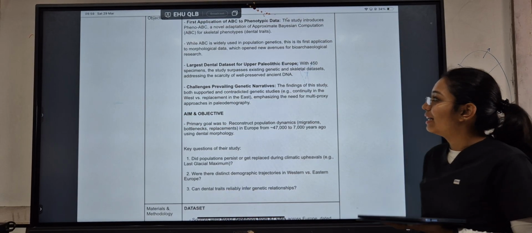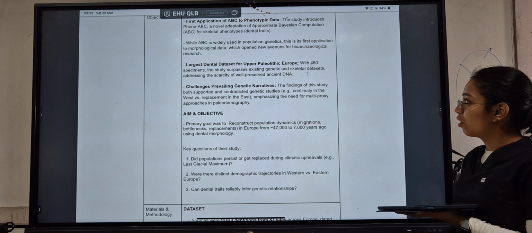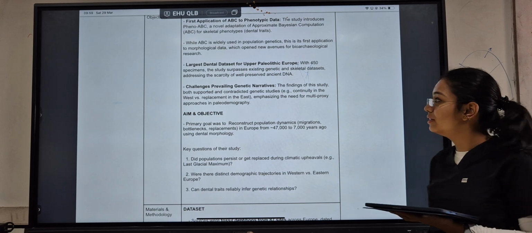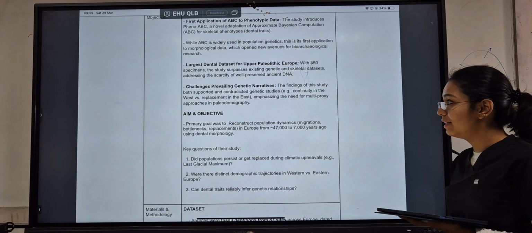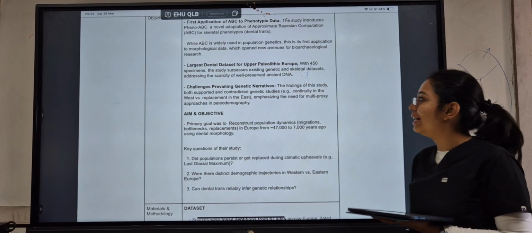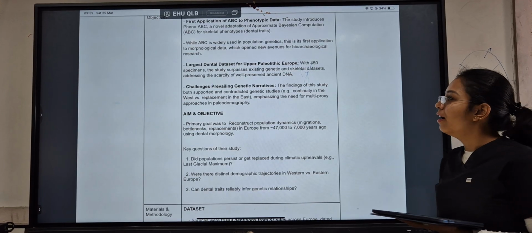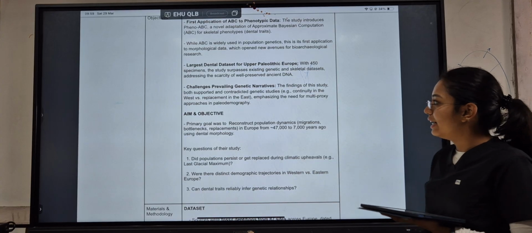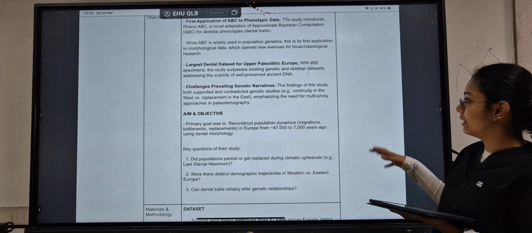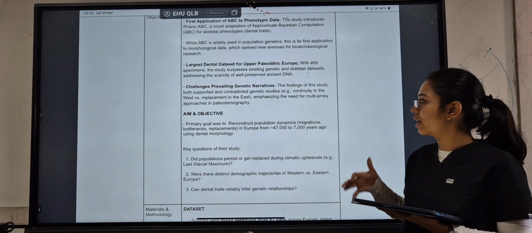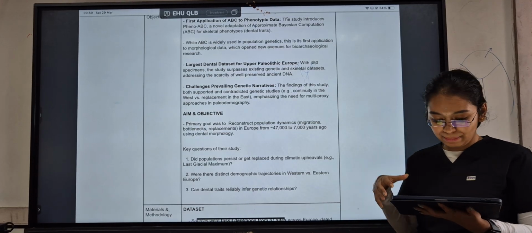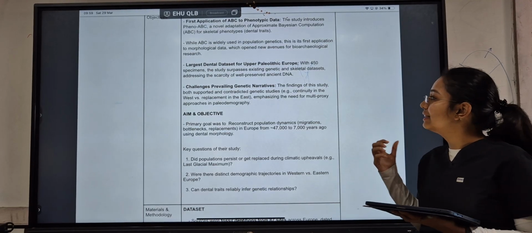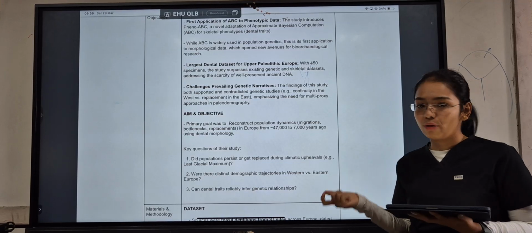And the largest dental data set for Upper Paleolithic Europe, with 450 specimens, the study surpasses existing genetic and skeletal databases, addressing the scarcity of well-preserved ancient DNA. Challenging prevailing genetic relatives, the findings of this study both supported and contradicted genetic studies. Example, continuity in the west versus replacement in the east. It emphasizes the need for multi-proxy approaches in paleodemography.